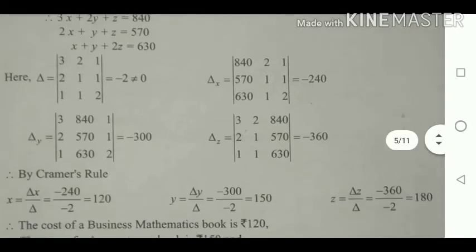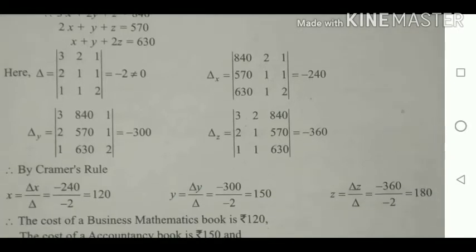Likewise, in order to find delta y, change the second column: 846, 570, 3, 630. We are getting minus 3. And then for delta z, change the third column as 840, 570 and 630. So they find the value of delta x equal to minus 240, delta y equal to minus 300, delta z equal to minus 360.